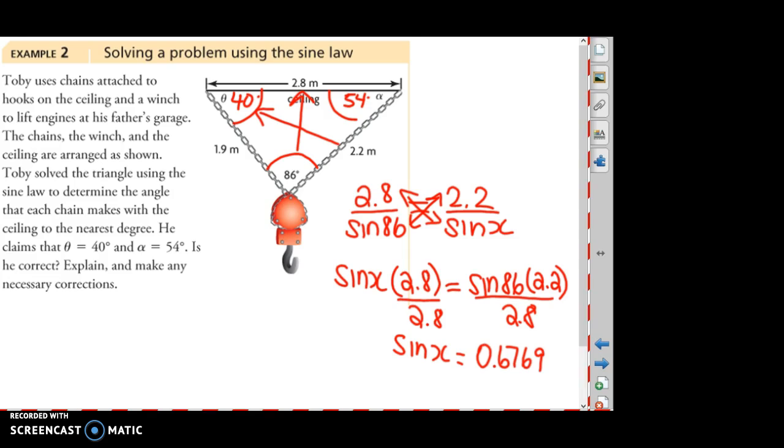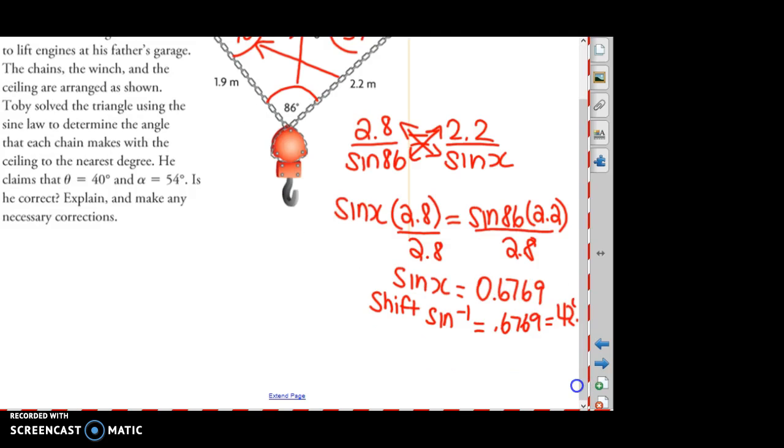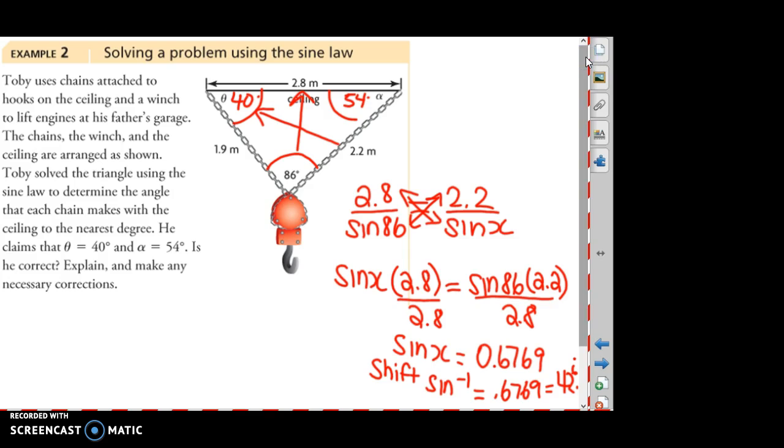0.6769. So to change a decimal to an angle size, we'll go shift sine or second sine. It should look like this on your calculator, 0.6769, and that will give us 42.6 degrees. Okay, so heading back this way. This one is 42.6 degrees. That should have been 43 if we round up degrees.